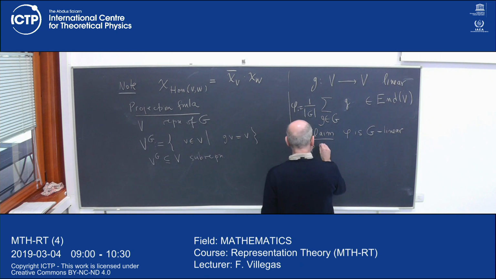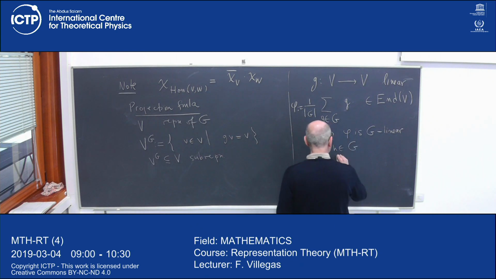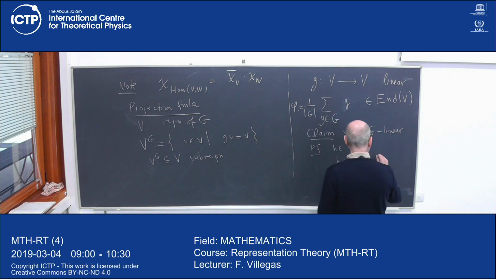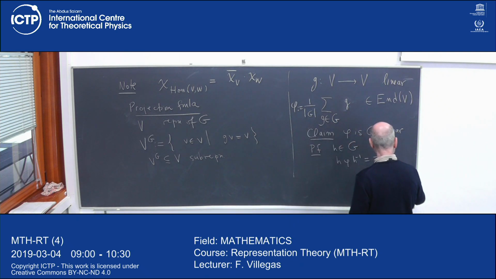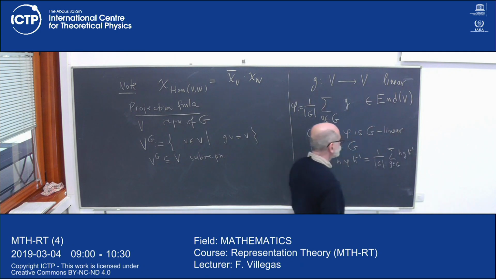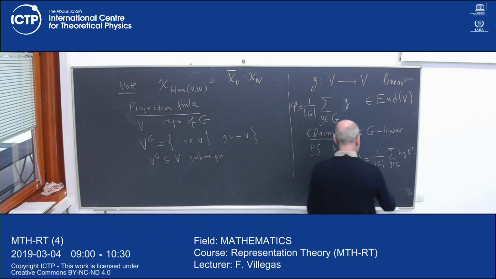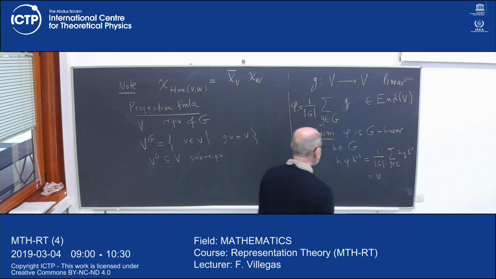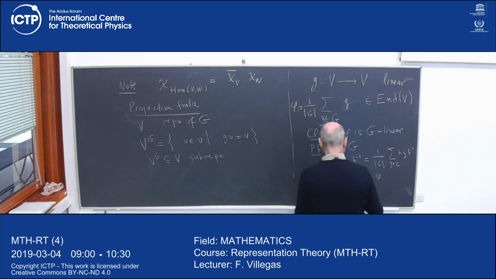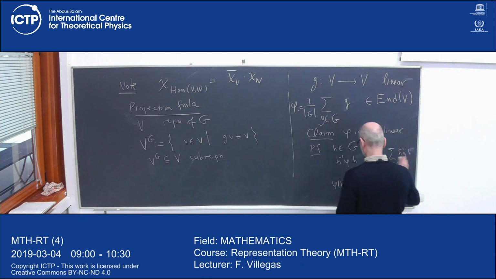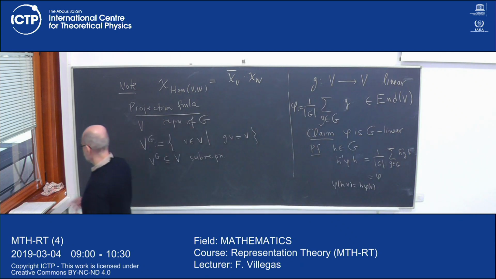And the proof is simply that if you conjugate, so you have an H in G and you do H phi H inverse, you're just going to rearrange the sum. This is the standard argument. This is H G H inverse. And if G runs over the elements of the group, so does H G H inverse. So this is just the same sum again. And so this is the same as phi. So this means that if I do phi H of V, this is the same as H of phi of V. So it's G linear.